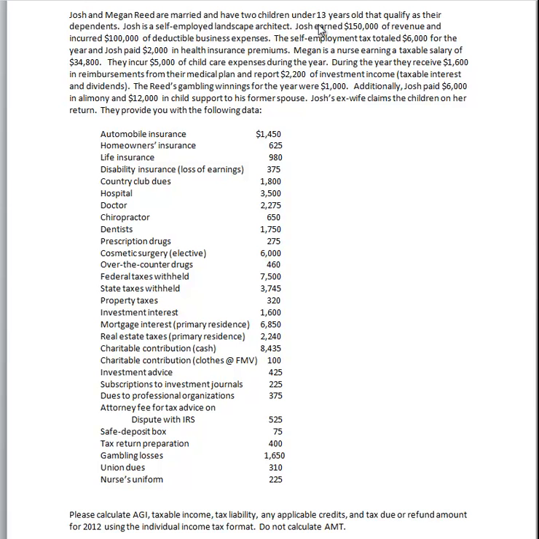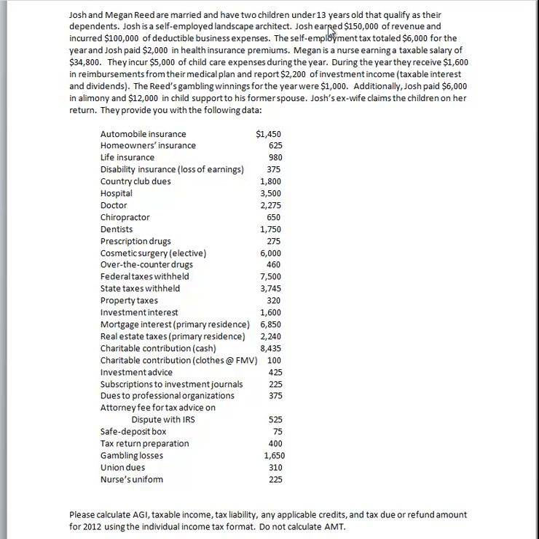It says we have 2 kids under 13 that qualify as their dependents, so that should tip you off. You're going to have multiple exemptions, meaning you're going to have 4. They're under 17, so you can take the child tax credit, so keep those things in mind. It says that Josh is a self-employed landscape artist. He earned $150,000 of revenue and incurred $100,000 of deductible business expenses.